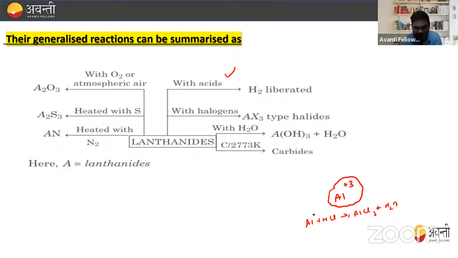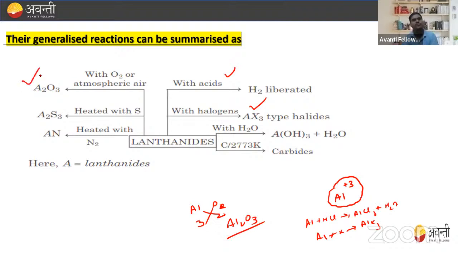Similarly, when aluminium reacts with a halogen, it forms AlX3, right? Here also they will form LnX3. So this is also very much similar. When aluminium reacts with water, it forms Al(OH)3 plus H2, just like lanthanides, right? Now, when they react with carbon, they form carbides. Similarly, when they react with O2, we know that aluminium reacts with O2 to form Al2O3. So just like that, lanthanides also form Ln2O3. Heated with sulfur, they form Ln2S3, and heated with nitrogen, they form LnN, where Ln is the lanthanide.